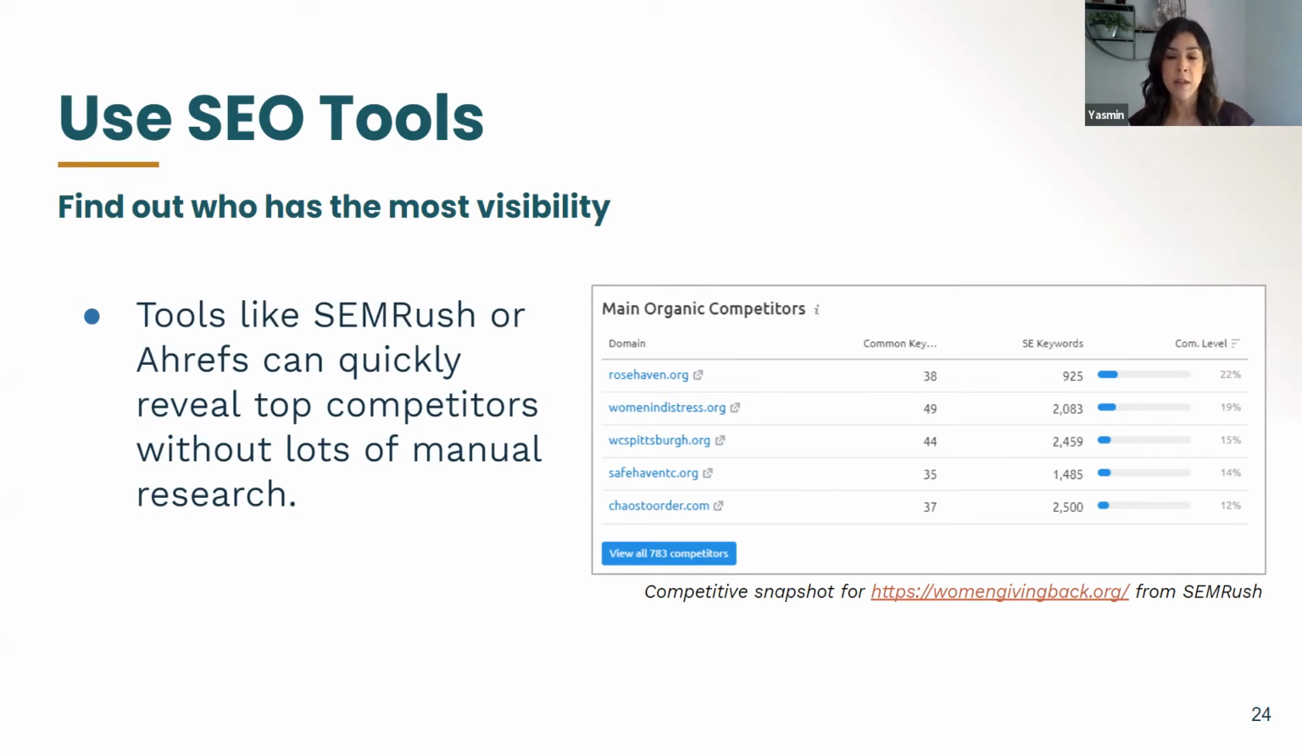So this is just one competitive snapshot that I pulled for womengivingback.org. It shows who their main organic competitors are. It's basically looking at where is the most overlap for keywords, depending on where everybody's ranking. And so it just really gives you a good starting point to say, okay, well, I know rosehaven.org or some of these other websites are also ranking really well for similar topics. So let me go take a look at those websites and those pages and see exactly what things they're doing and what tactics they seem to be employing.